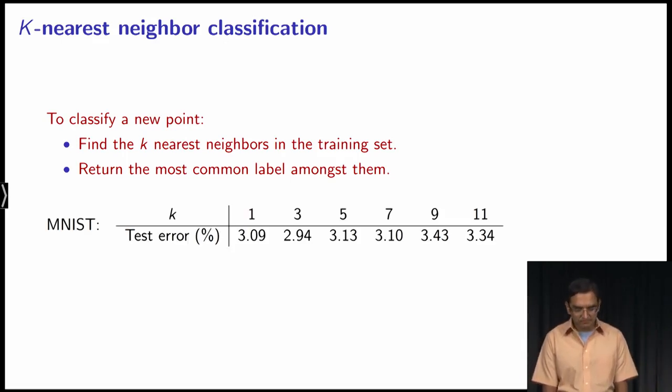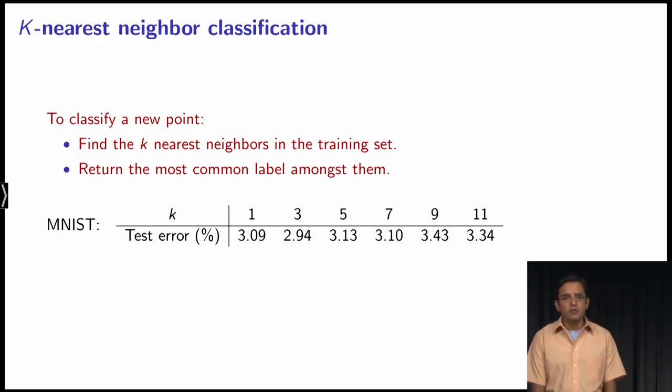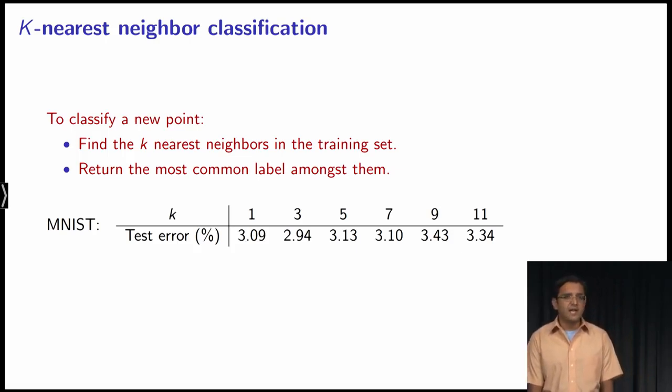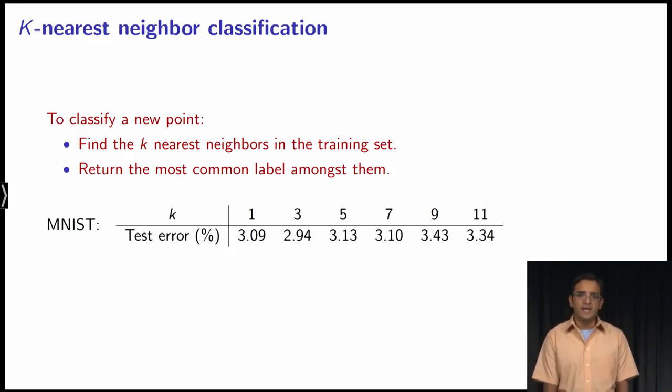Okay, so when k equals 1, this is just the same nearest neighbor classifier we saw last time, and it has an error rate of 3.09%. When k equals 3, in order to classify a new image we find its 3 closest images in the training set and return their majority label. If we do this, the error rate goes down slightly to 2.94%. When we try larger values of k, 5, 7, 9, and so on, the error rate starts going up again.